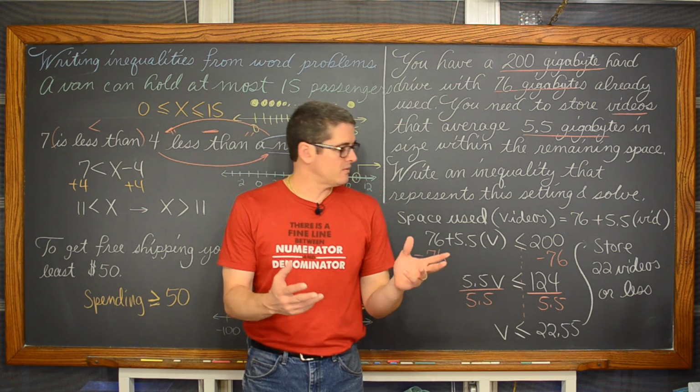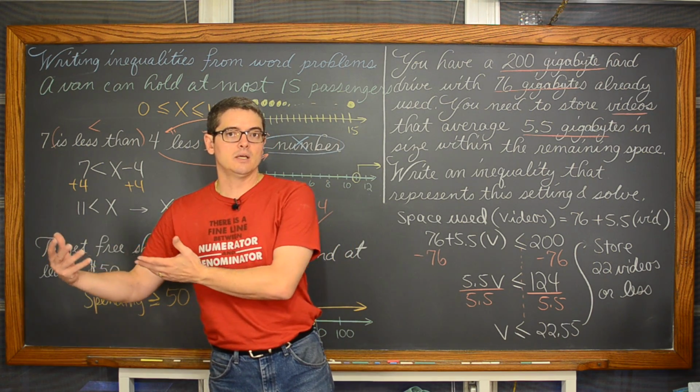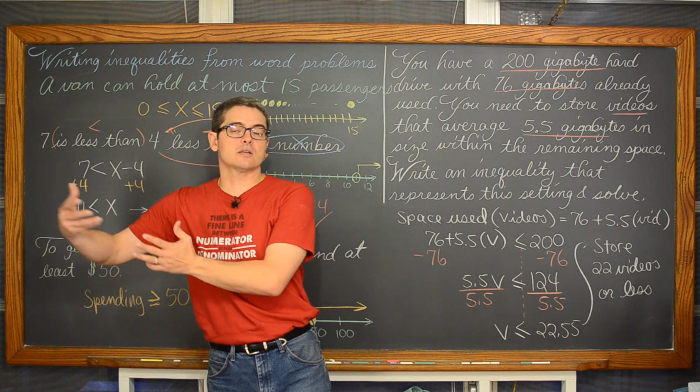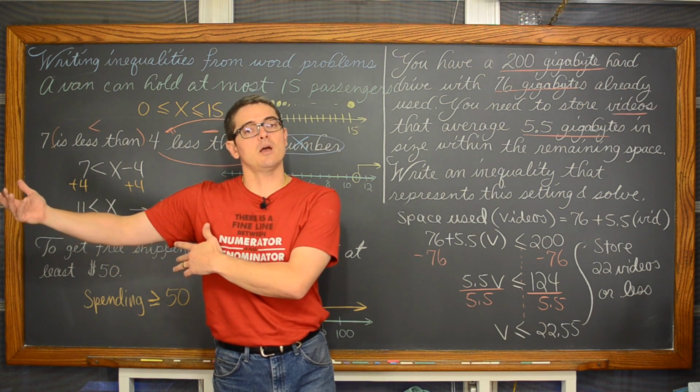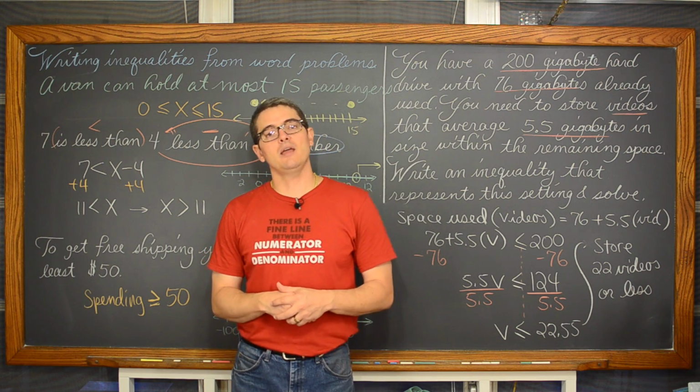Now, again, we need to realize that we cannot let that inequality, that statement of 'or less,' extend down into the negative values on the number line, because that would not make any sense. You could not have a negative number of videos on a hard drive.